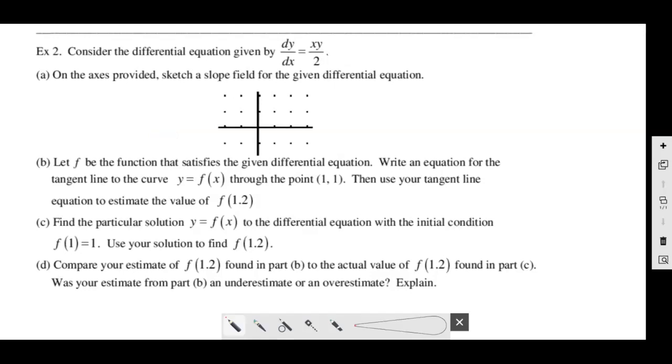Here we go. Sure, red's fine. Actually, I don't want to use red. Let's use purple. I like purple. Consider the differential equation dy dx equals xy over 2 on the axes provided. Sketch a slope field for the given differential equation.